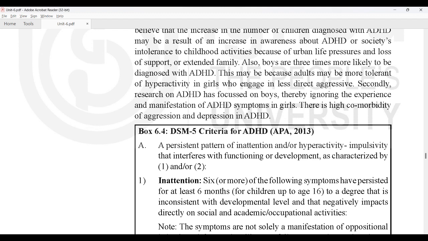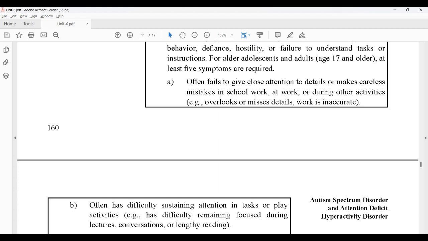To a degree that is inconsistent with developmental level and that negatively impacts directly on social and academic/occupational activities. Note, the symptoms are not solely a manifestation of oppositional behavior, defiance, hostility, or failure to understand tasks or instructions. For older adolescents and adults, age 17 and older, at least 5 symptoms are required.